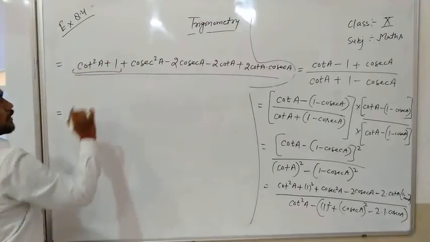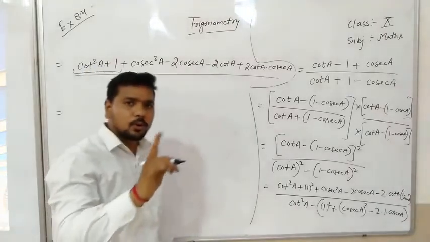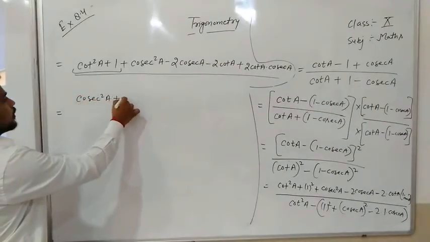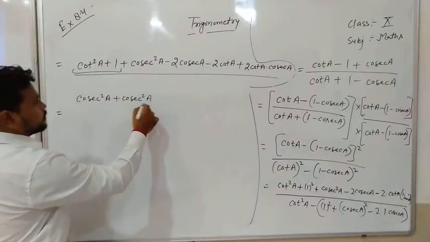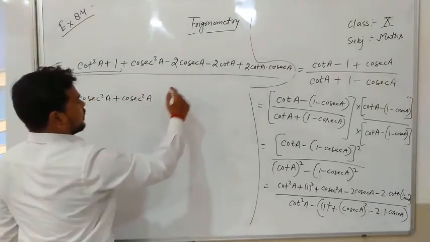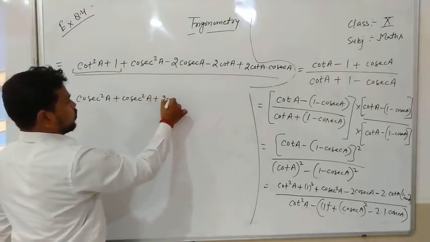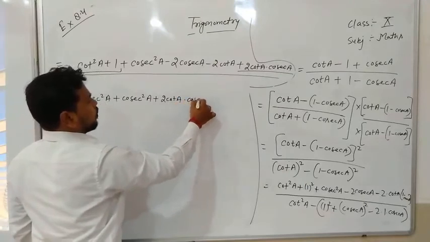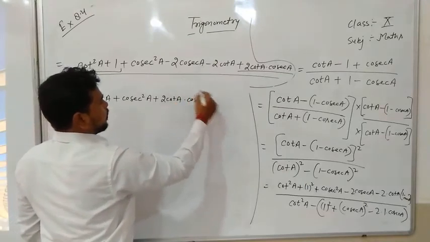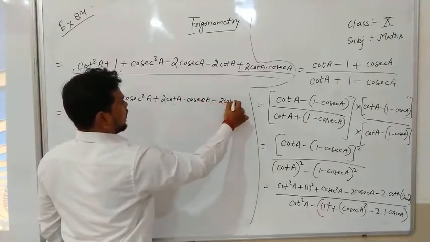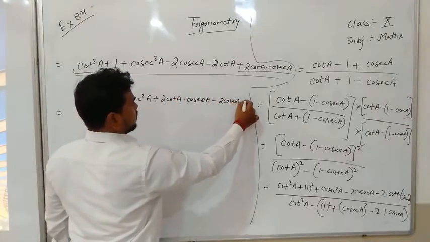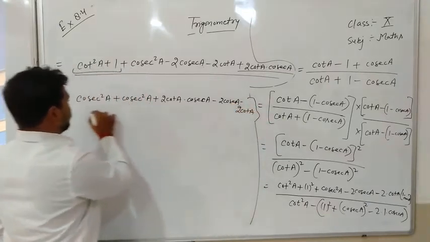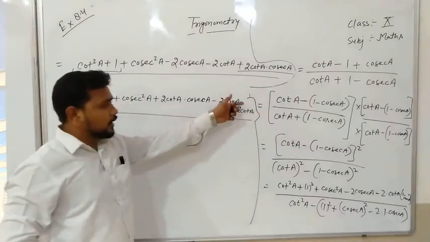1 plus cot square A, you know very well that 1 plus cot square A is equal to cosec square A. So it will be written as cosec square A plus cosec square A, and we will write that thing here plus 2 cot A into that thing we have written here, 2 cot A into cosec A minus 2 cosec A minus 2 cot A. Okay students, because of space I have written it in the downward side.